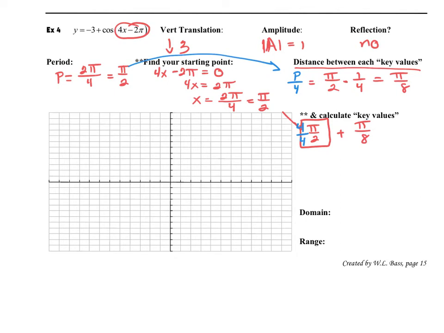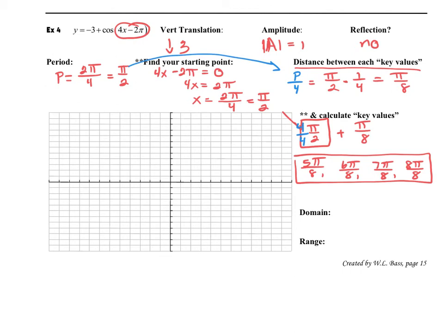So when I do this, now I'm going to start adding that pi over 8. So I'm going to get a 5 pi over 8, a 6 pi over 8, a 7 pi over 8, and an 8 pi over 8. Remember, we have our first value, and then we find 4 more.